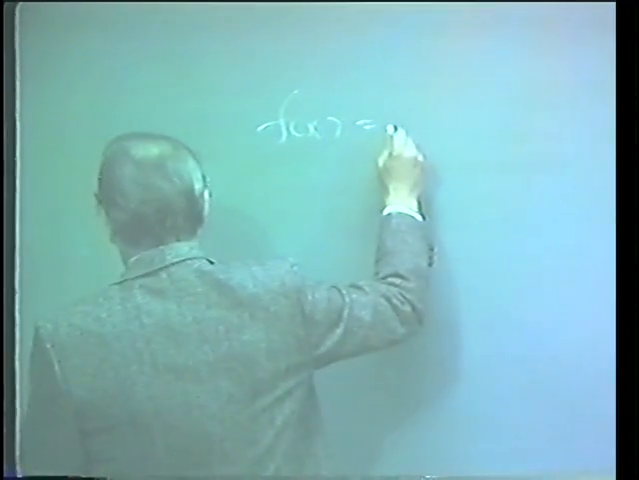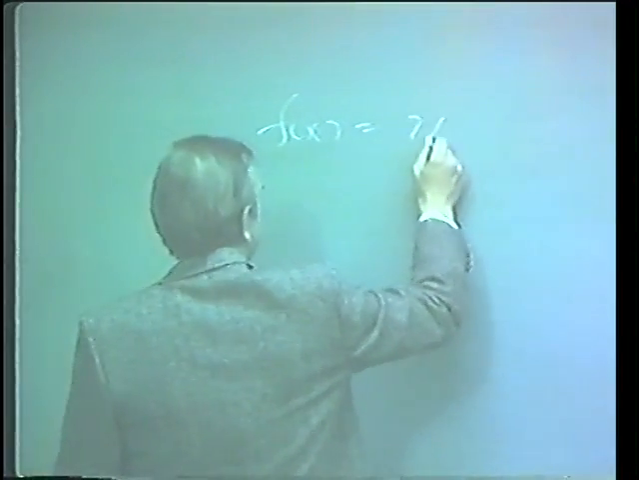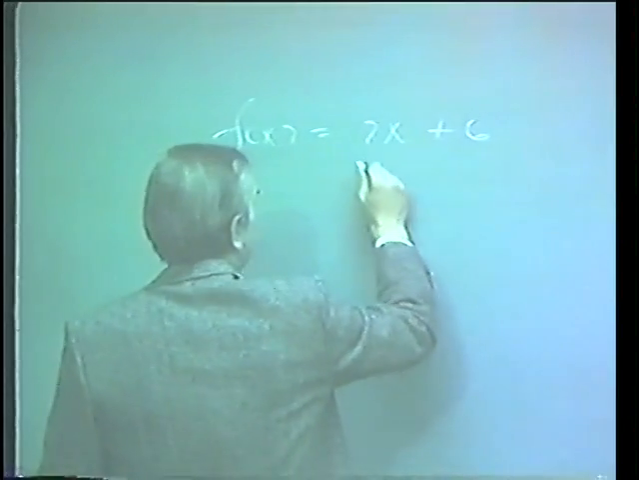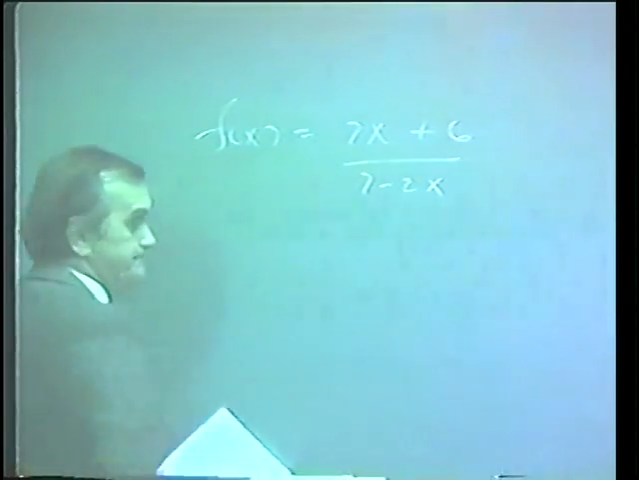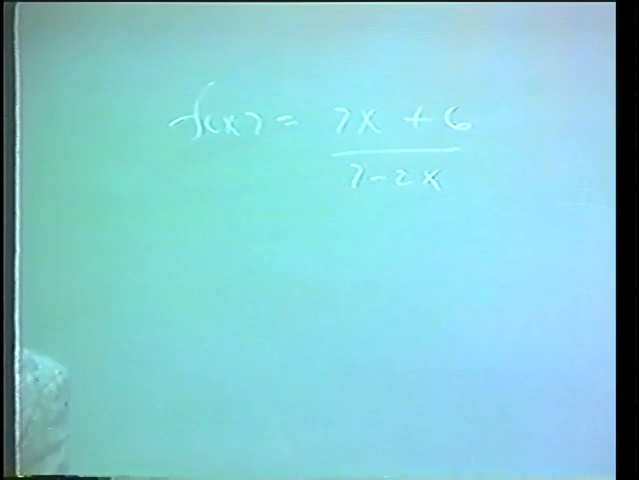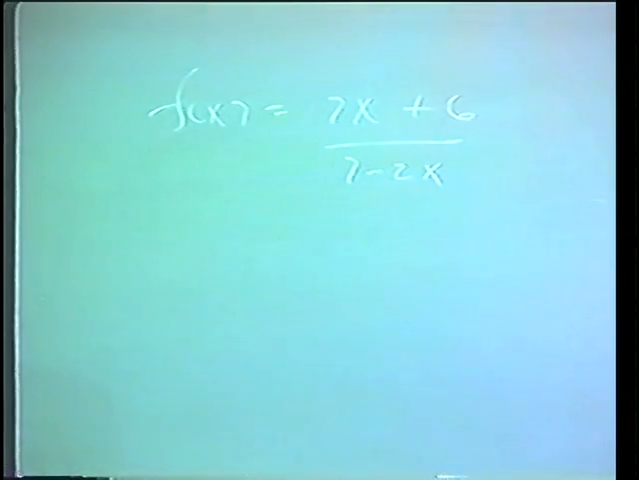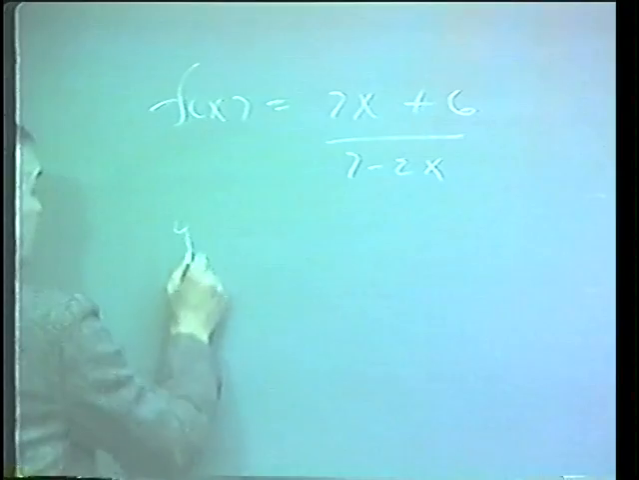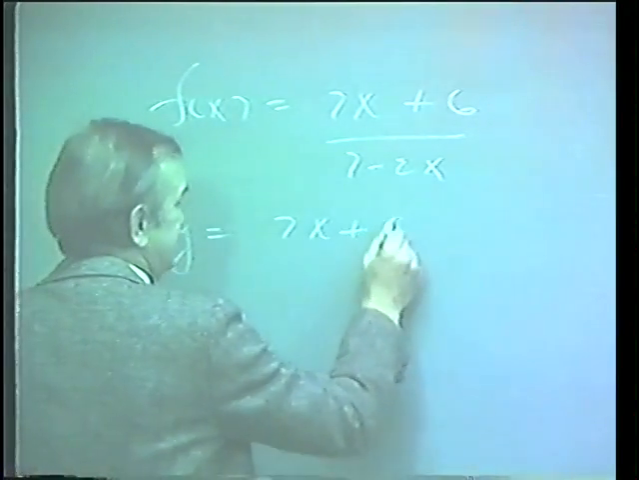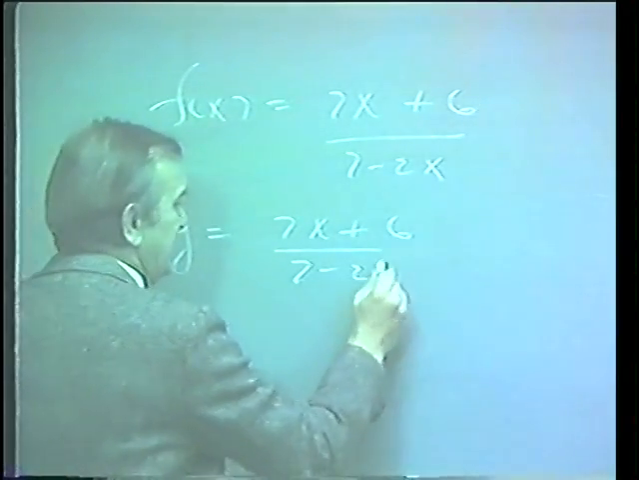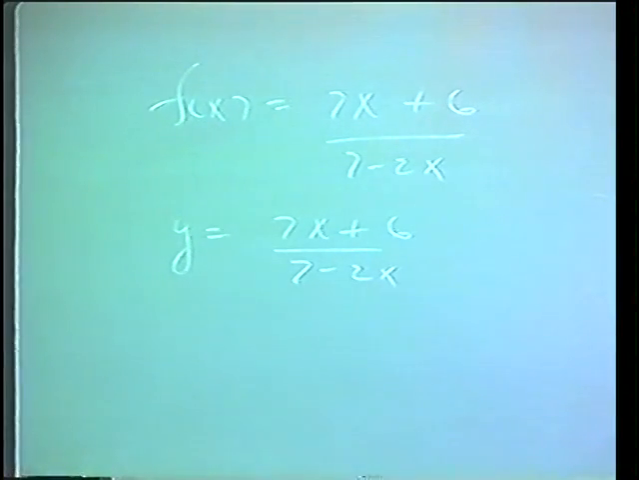Okay. Number 11. What we have is f of x equal 7x plus 6 over 7 minus 2x. Well, we know that f of x is y, so we have y is equal to 7x plus 6 over 7 minus 2x. We're now going to solve this for x, meaning we want to get x all by itself. So our first step is to clear fractions.